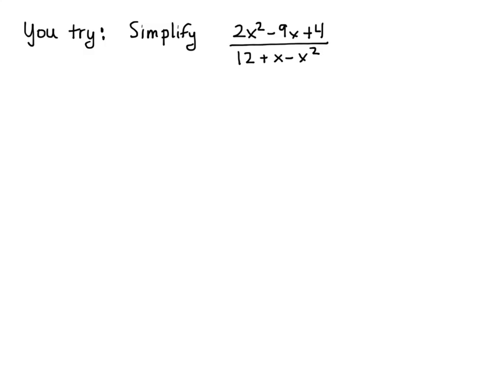Got it. Okay, so here's one for you to try, and so you'll have to factor and then keep track of what you're going to cancel. Is that x squared on the denominator?